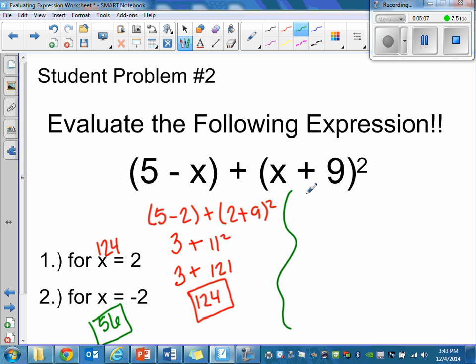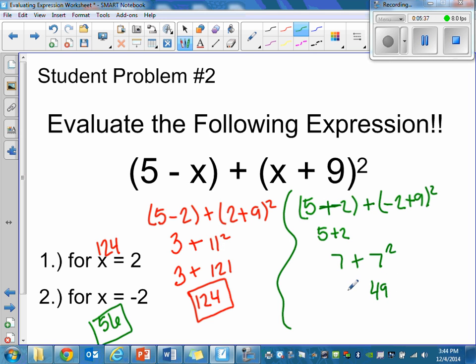So here would be number 2. 5 minus negative 2 plus the quantity of negative 2 plus 9 squared. So this would be actually 5, if you have the opposite of negative 2, this would be 5 plus 2, which would be 7, plus negative 2 plus 9 is also 7, and you still have 7 squared. Exponents first, 7 squared is 49, so you have 7 plus 49, which would be 56.